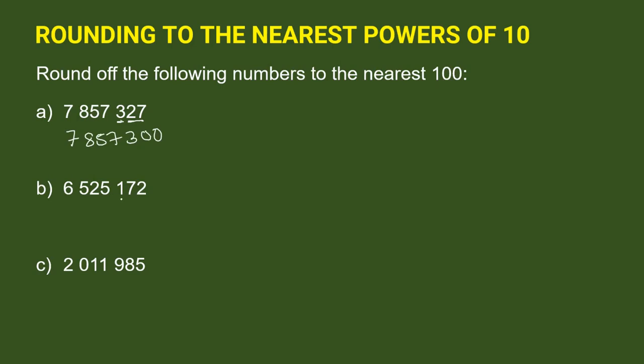Let's check this one. The digit which is 100 here is 1, and then the number to the right of it is 7, which is greater than 5, meaning that this digit 1 must be increased by 1, so it becomes 2, and then these two numbers become zeros, so it becomes 6,525,200.